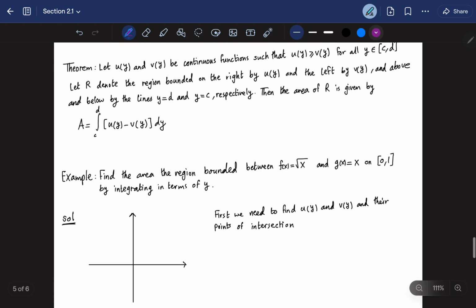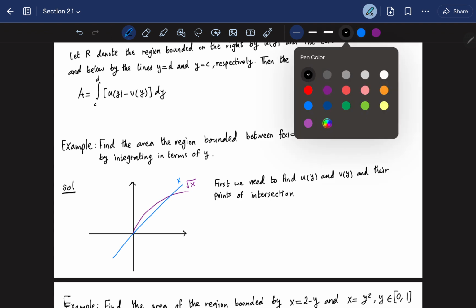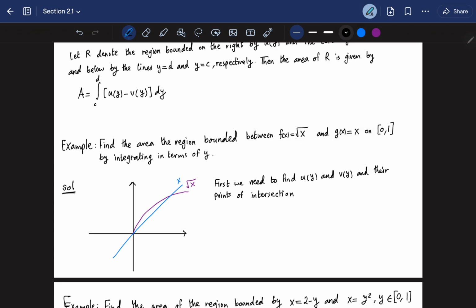Okay, so let's try this example here. I want to find the area bounded by the square root of x and g of x equals x on 0 to 1. But here I want to integrate it in terms of y. So let's start by graphing the functions. This is the square root of x. This is my line x, and we want to find the area between them on the interval from 0 to 1. Let's find the points of intersection first and find u of y and v of y.